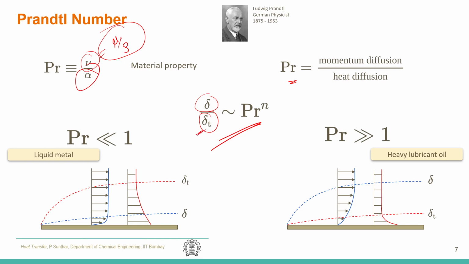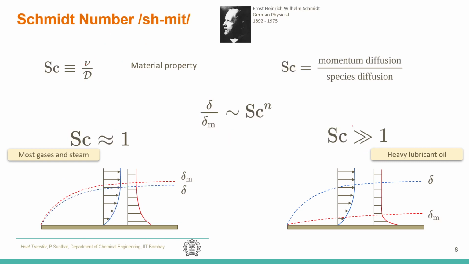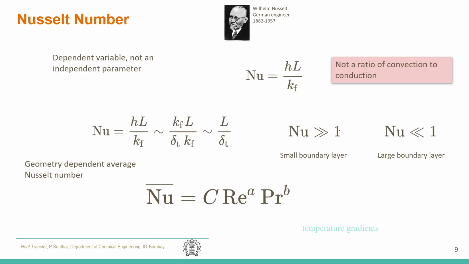Since this thermal boundary layer thickness, that is delta T, is higher, such cases can be encountered in liquid metal. That is, there is high conductivity, but the velocity of the fluid or the momentum boundary layer is low. Whereas in case of heavy lubricant oil, you can say that Prandtl number is very much greater than 1. Same thing you can conclude for Schmidt number.